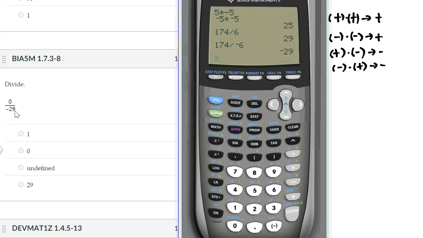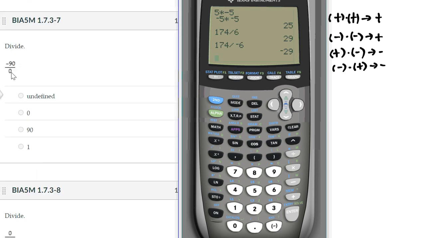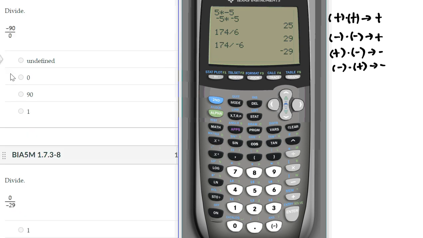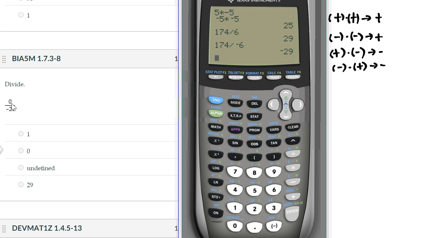Let's look at this one. How many 29 in 0? Nothing. So the answer is 0. So when numerator is 0, and denominator is not 0, it makes sense. The answer is 0. But when denominator is 0, like how many zeros in 90? Nobody really knows. So that's undefined. So denominator cannot be 0, but numerator can be 0. The final answer is 0.